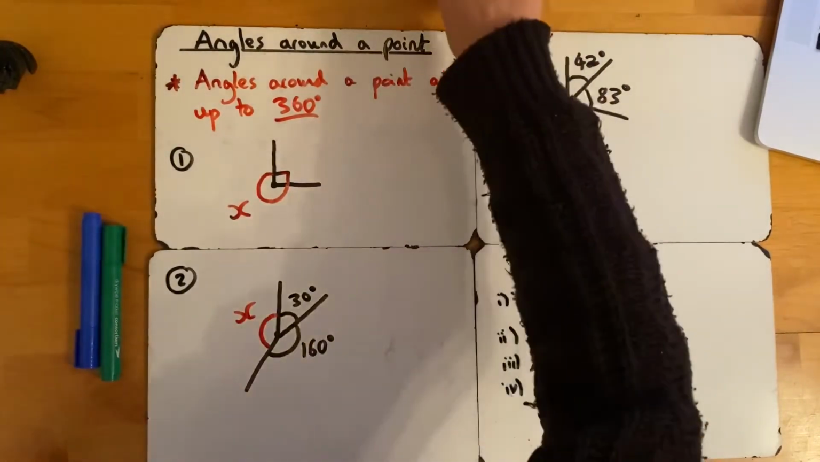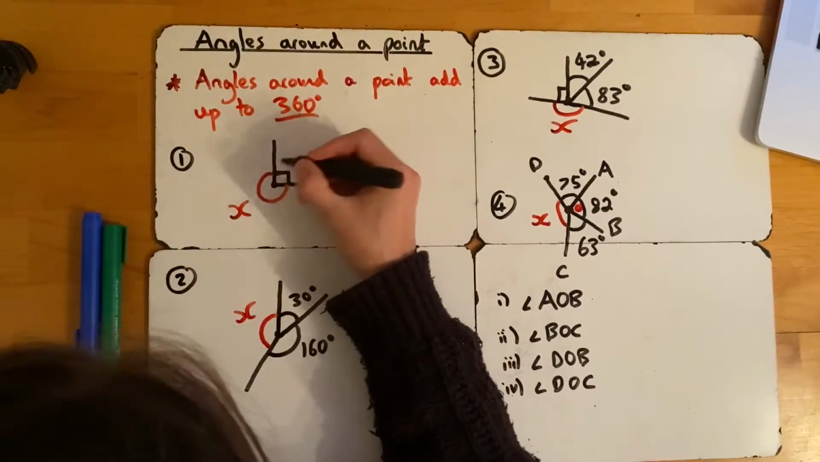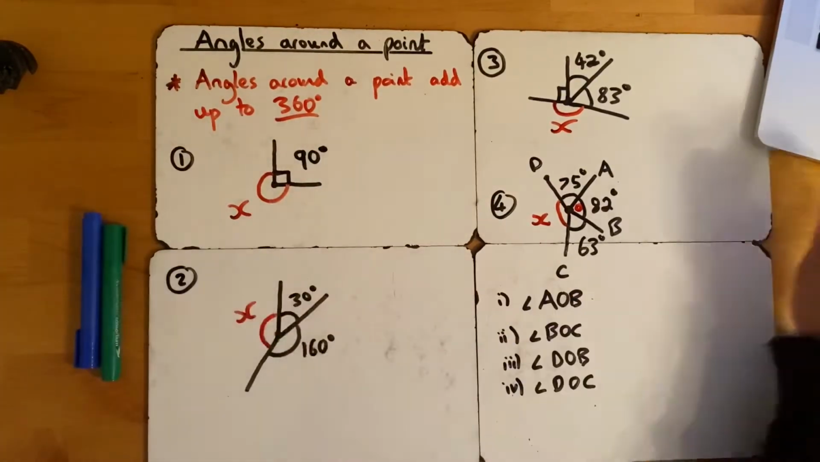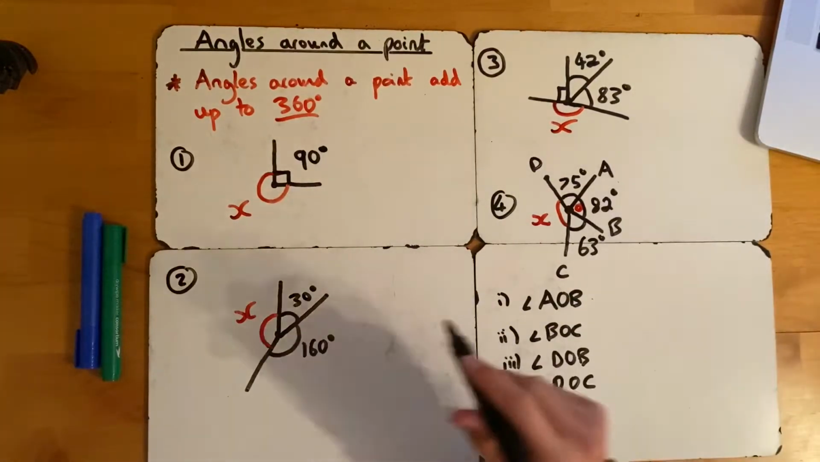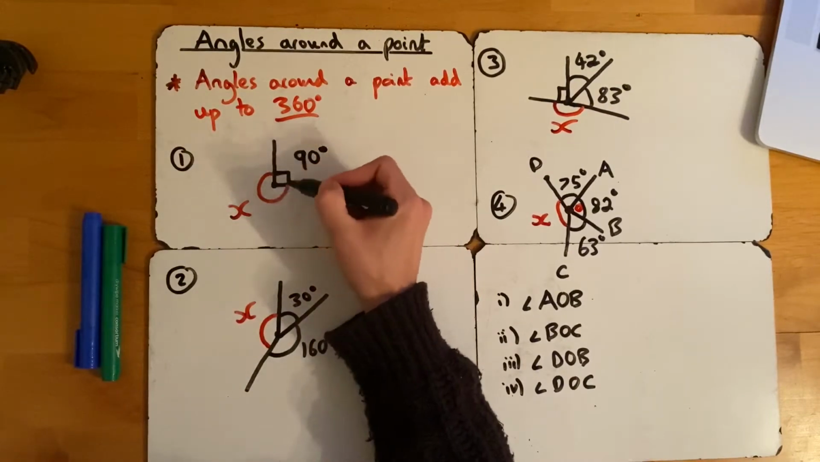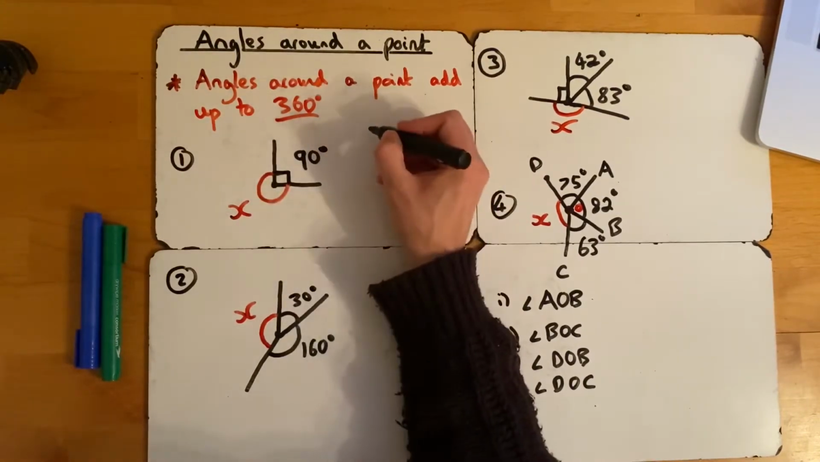Question 1. If you ever see this square here, that always means 90 degrees. And it will say in the question, find out x, find the size of x. Well, if you know the whole circle adds up to 360, to find out this x part, you're going to have to take away 90 from 360. So, 360 take away 90.